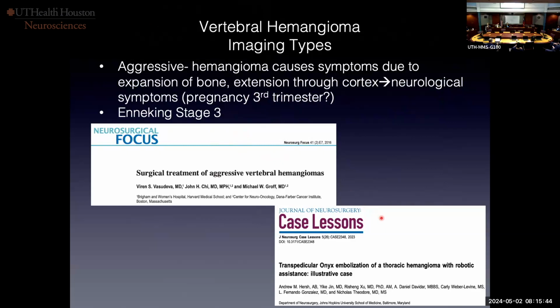And a recent interesting article by Nicholas Theodore's group at Johns Hopkins is about going through the pedicle, doing Onyx embolization, and then backing it up with fixation posteriorly, because sometimes when you do alcohol embolization of these, which is a known treatment, you get collapse. I'm sure that's probably why they did that.